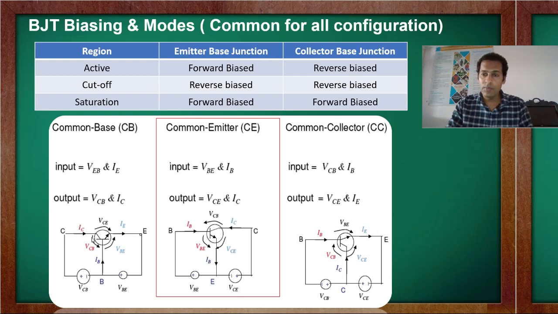To make anything forward bias, you have to connect P type to the positive terminal and N type to the negative terminal. To make reverse bias, you have to connect P type to the negative terminal and N type to the positive terminal. That's it. It's very simple. So like this you can remember the structure.